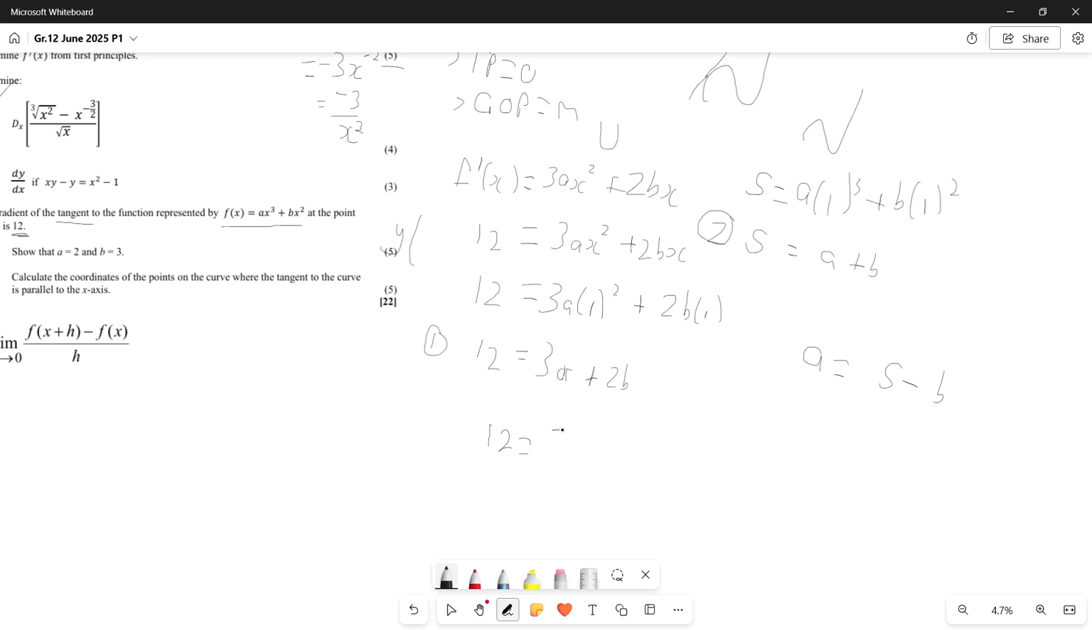So 12 equals 3 times (5 minus b) plus 2b. 15 minus 3b plus 2b equals 12. Take the 15 over, so we have minus 3 over here. 12 minus 15 is negative 3. Minus 3 plus 2 equals negative b, and therefore b equals 3. Then we can sub the 3 back in here. So we have a equals 5 minus 3, a equals 2. And we just showed that a equals 2 and b equals 3, and we got our 5 marks.